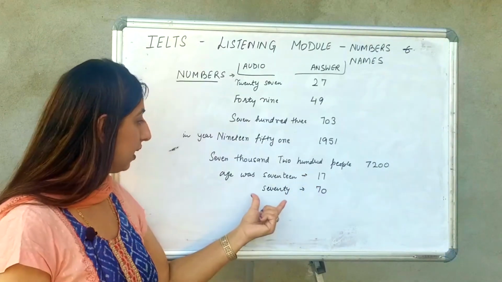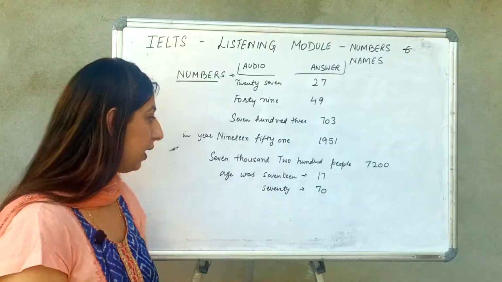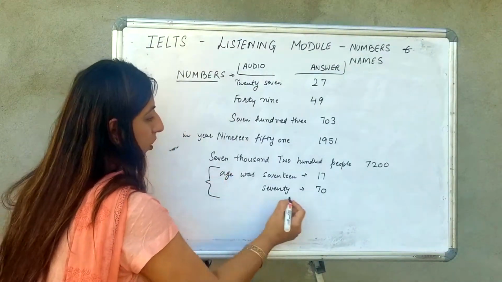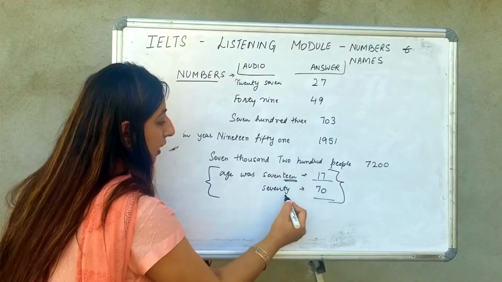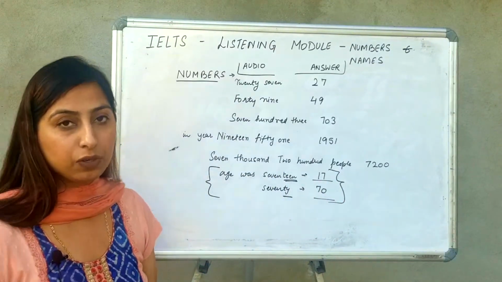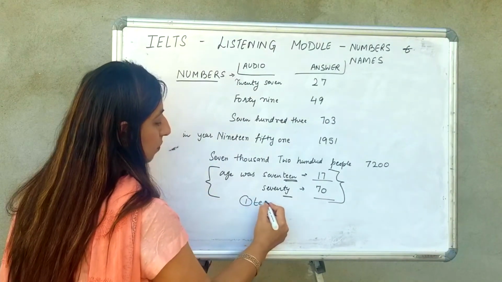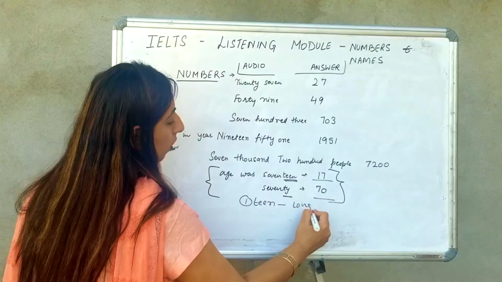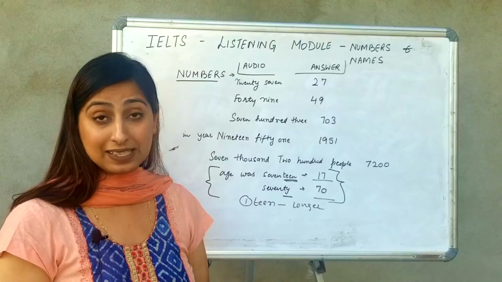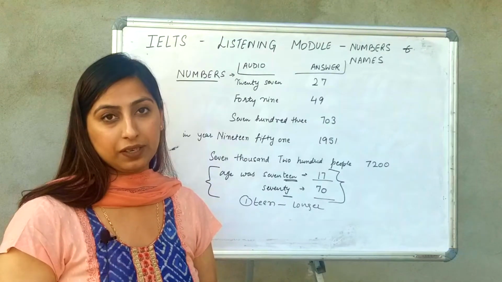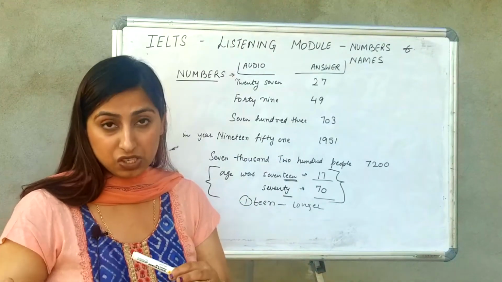His age was 17. 17. His age was 70. 70. So it is the most common mistake which we make in listening to any number, which is 17 or 70. So I want to give you some tips on this. First tip is when they speak teen, it is longer. It's like 17. And while speaking 70, it's like 70. So you notice that 70 is shorter than 17.